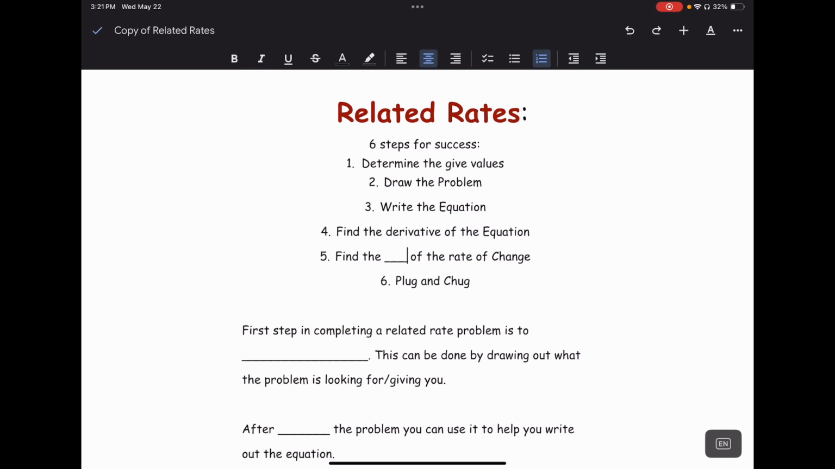Step 5 is to find the sign of the rate of change. This is necessary because without finding the sign, you could get a totally incorrect answer as your sign is wrong. And finally, step 6, plug and chug.